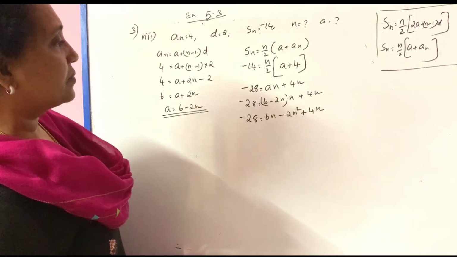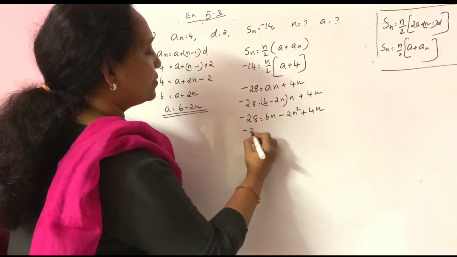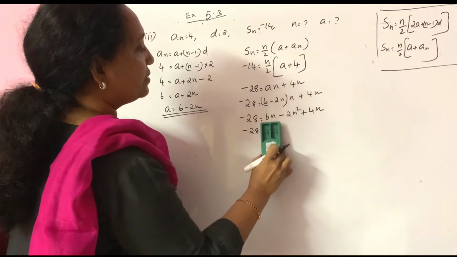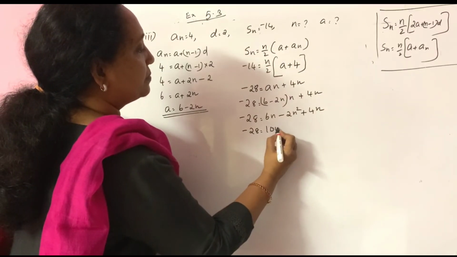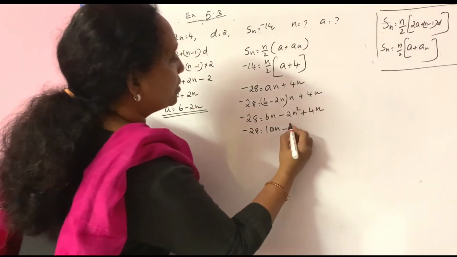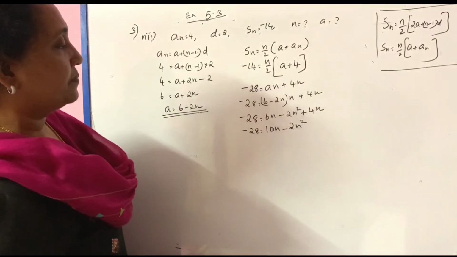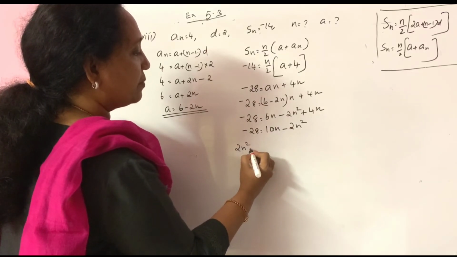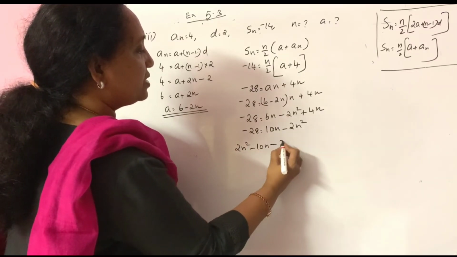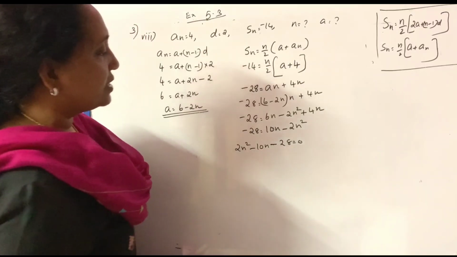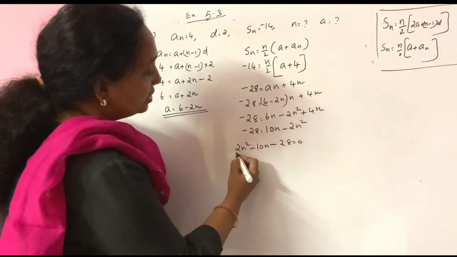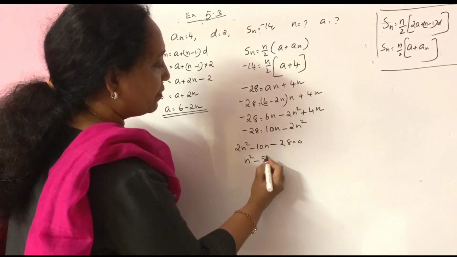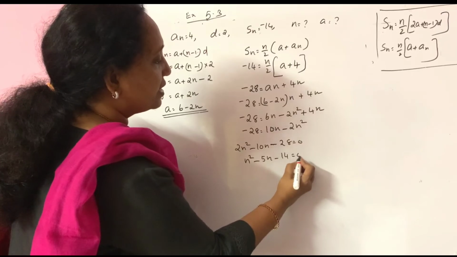Okay, that is minus 28 is equal to 6n plus 4n, which is 10n, minus 2n square. Take all these terms to this side. So you will get 2n square minus 10n minus 28 is equal to 0. This is a quadratic equation. In this equation, 2 is a common factor, so divide throughout by 2. Then you will get n square minus 5n minus 14 is equal to 0.